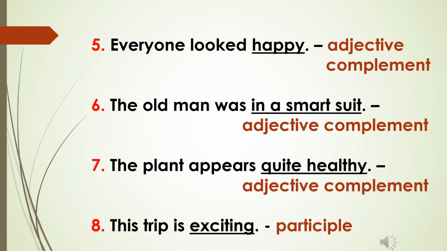5. Everyone looked happy. Looked is the verb and happy is the complement. Happy is telling us about the attitude of the subject. So it is an adjective complement. 6. The older man was in a smart suit. Here, was is the verb and in a smart suit is the complement. In a smart suit tells us about the older man. So it is also an adjective complement.